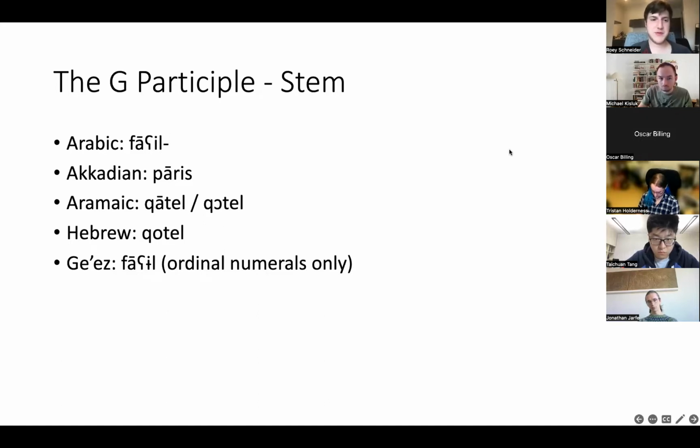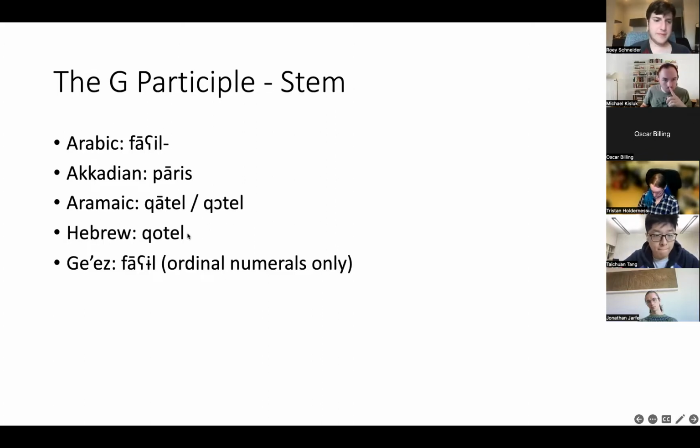If not, that's also okay. So in Arabic, it's fa'il. That's the stem of the G participle. I call it the stem because it receives different affixes, usually to inflect it for number and gender. In Akkadian, paris. In Aramaic, Atel or Hotel.